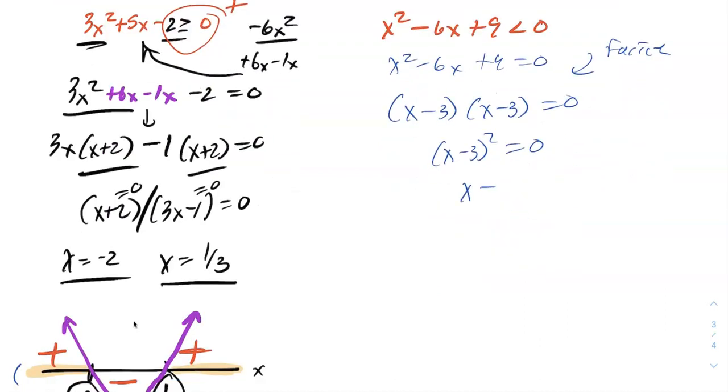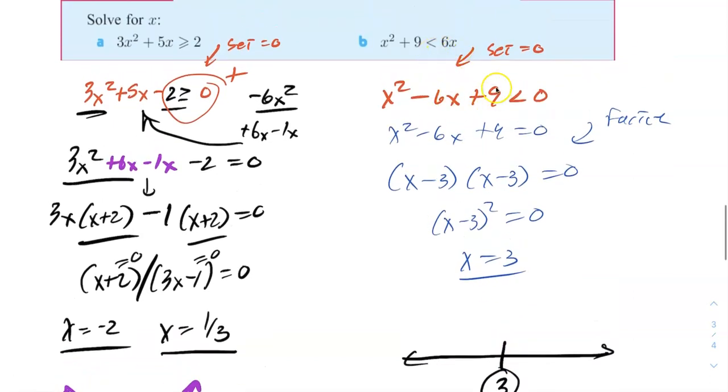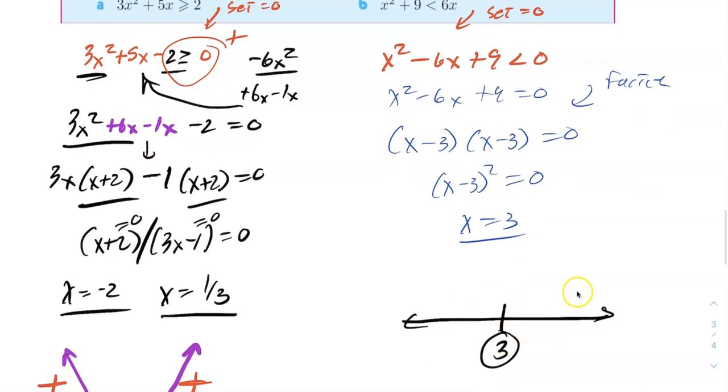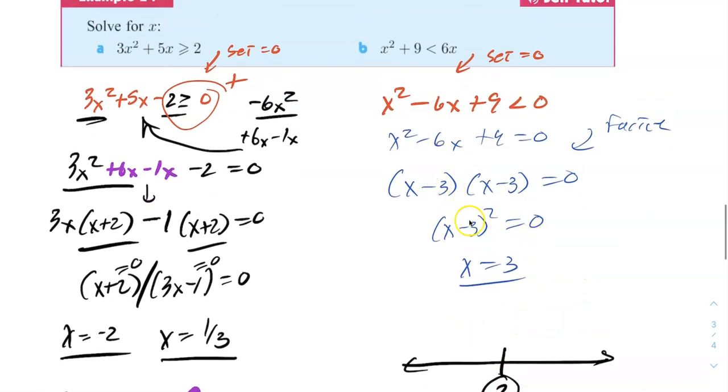So x equals 3 is my only x-intercept. If I do a sign chart, 3 is the only place I have. Now, if you forgot the rules of what happens when it's squared, feel free to do test points. Plug in a point over here, like 0. If you plug 0 into this, you get 9, so positive. Plug in something bigger, like 4, and you get 1, positive. So it still works that way too.